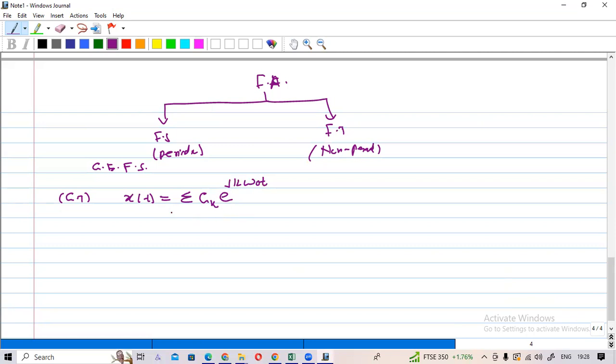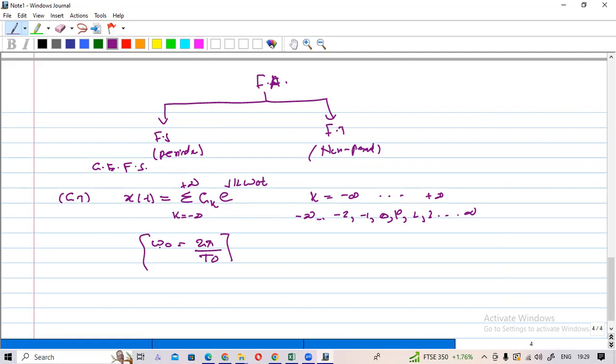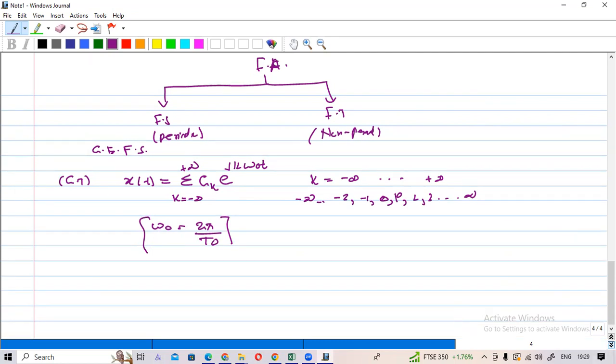And k goes from minus infinity to plus infinity, and k should be an integer, including 0: minus 2, minus 1, 0, then 1, 2, 3, likewise to infinity. Omega naught is the fundamental frequency, defined as 2 pi over T naught, where T naught is the fundamental period. So this is how we can represent any signal as a collection of harmonics.